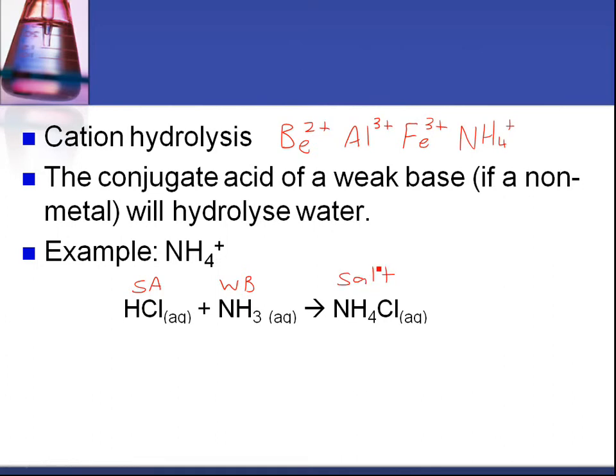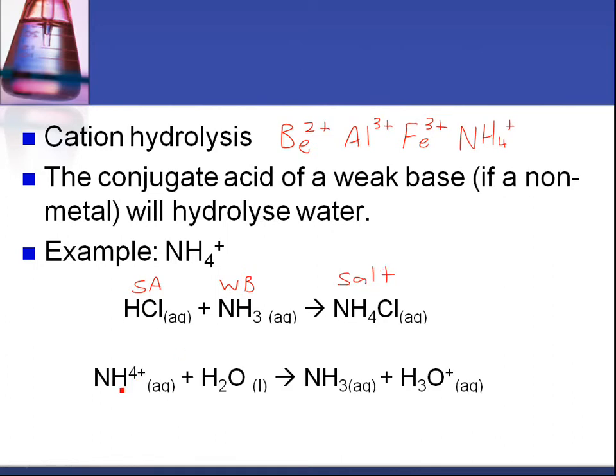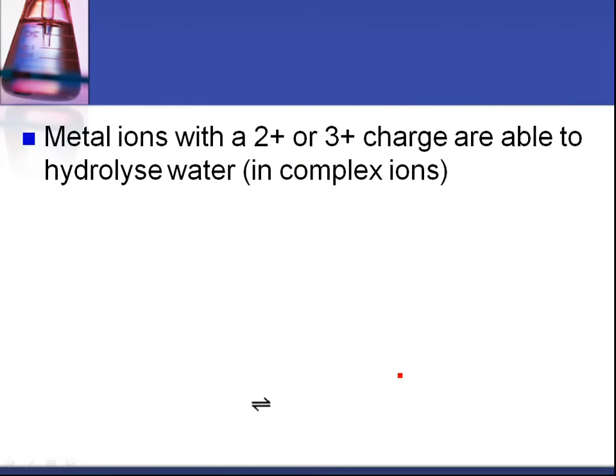Now what's going to happen here is this NH4+ is going to hydrolyze water to give you H3O+ here, which is acidic. So that's an acidic solution. Now metals with a 2+ or 3+ charge are able to hydrolyze water. So like I mentioned earlier, we're talking about Al3+, Fe3+, and Be2+. Now these have a high charge density.